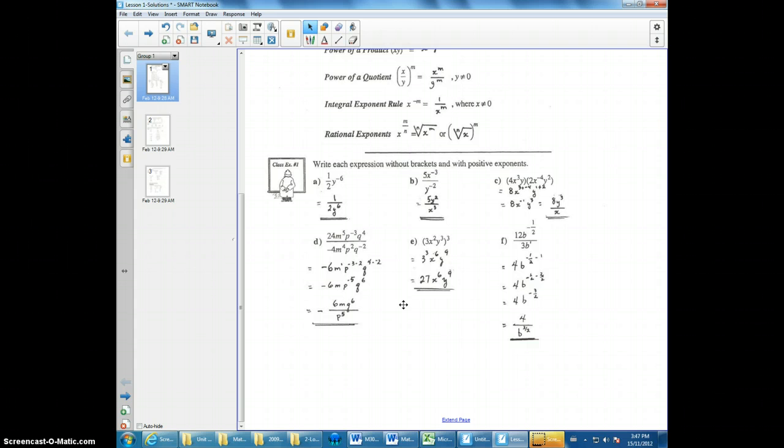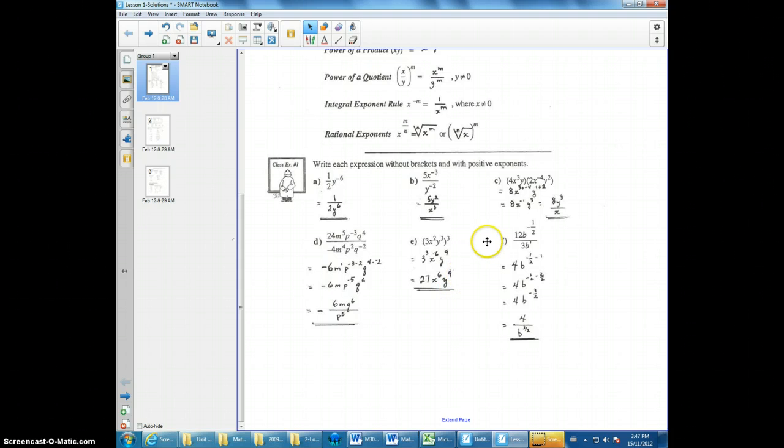Okay, E. We have 3x squared y cubed, all cubed. As we saw with the power of a product, the cube is going to go to every single part inside the brackets. So first, what is 3 cubed? 3 cubed ends up being 27. The next thing is x squared cubed. If you look at your power of a power, you multiply them. So what is 2 times 3? Well, that is 6. And then y cubed cubed, 3 times 3 is 9. So we end up with 27 x to the power of 6, y to the power of 9.